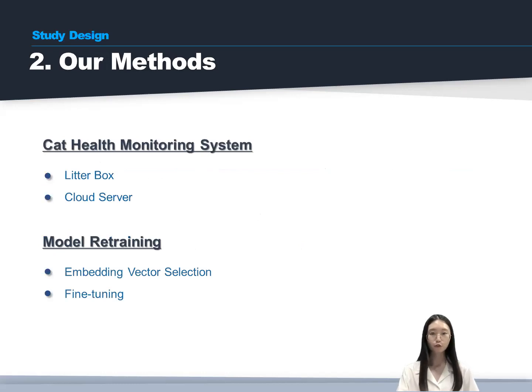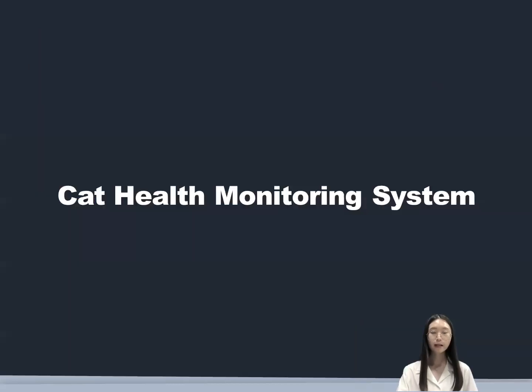Our system consists of two parts: cat health monitoring system, and the other is model retraining. The cat health monitoring system is composed of litter boxes where cats enter and leave, and a cloud server that enables retraining. Then, the model retraining section is divided into embedding vector selection and fine-tuning of the model. So firstly, I will go into more detail about the cat health monitoring system.